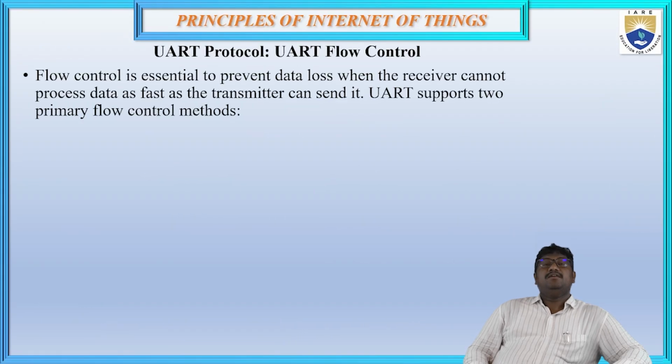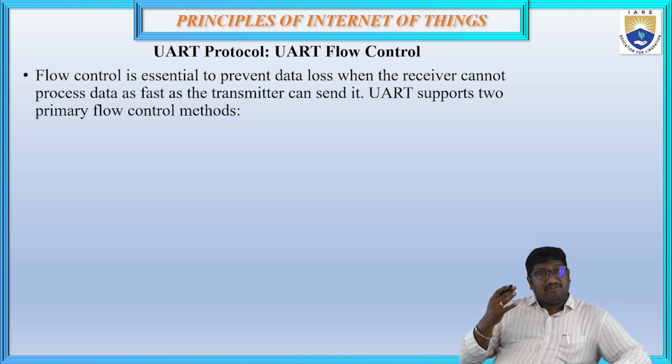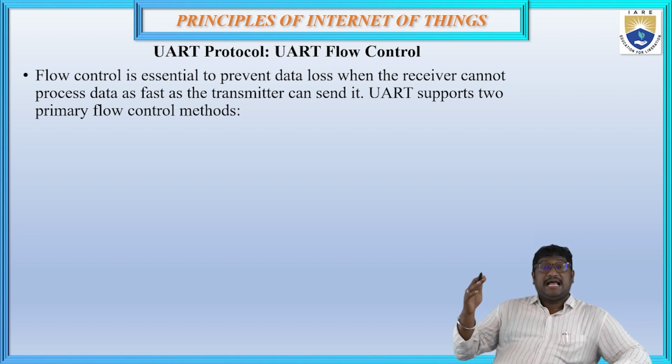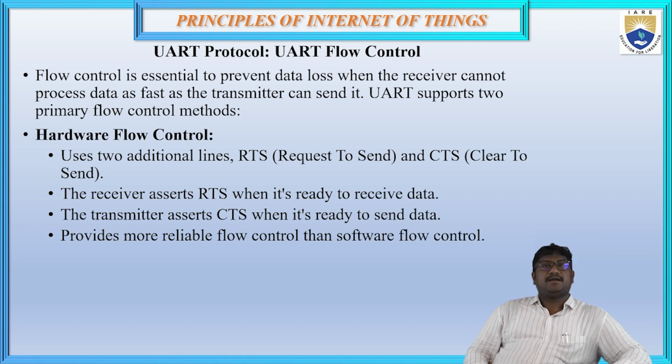And coming to flow control, how flow control in UART works. Flow control is essential to prevent data loss when the receiver can't process the data as fast as the transmitter can send it. Here the receiver is not able to process as fast as the transmitter is sending. There are 2 different kinds of flow control supported by UART. The primary flow control methods are hardware flow control and software flow control.